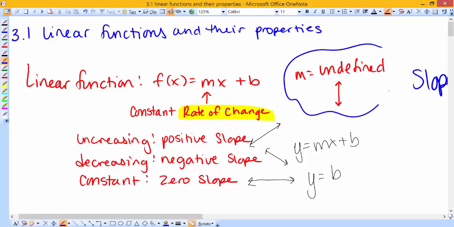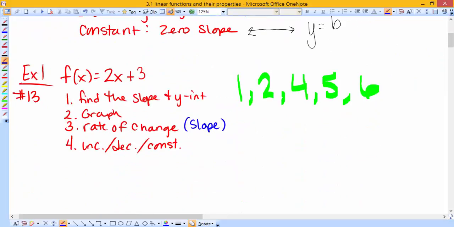Another graph I want to draw your attention to is when we have an undefined slope. It's undefined when your graph is vertical. It just goes up and down. That is undefined. All right, so now let's move on.